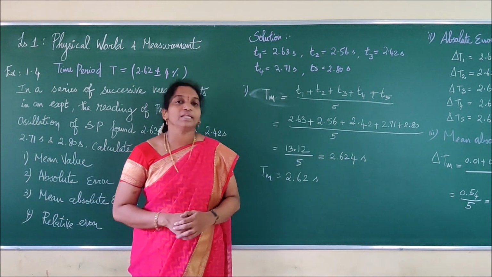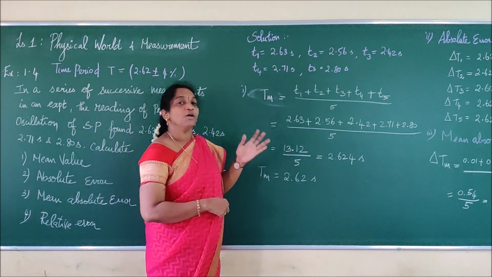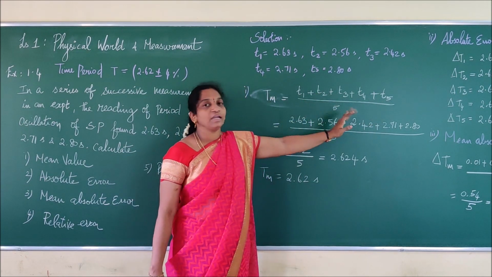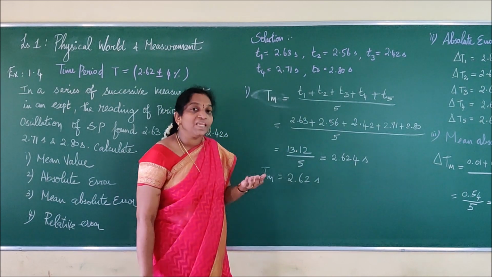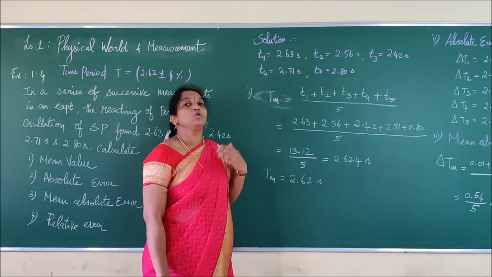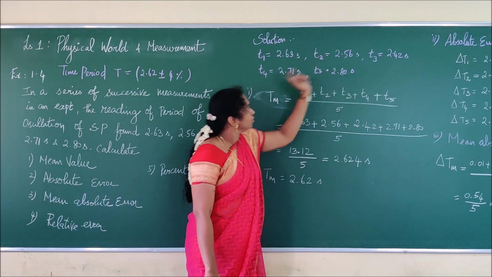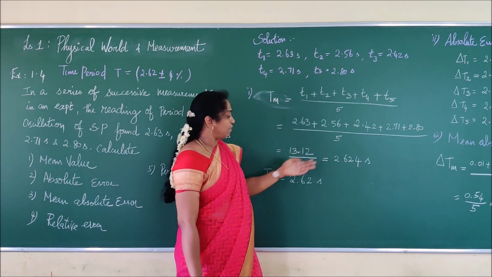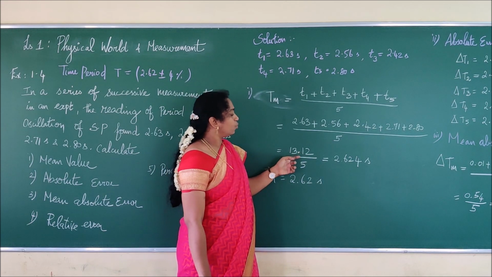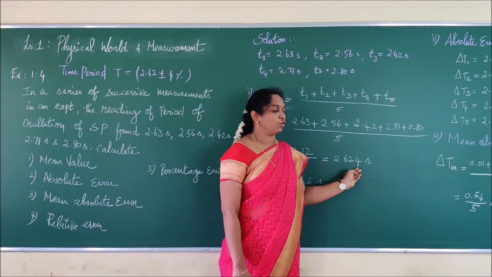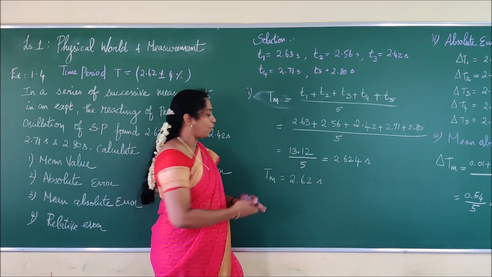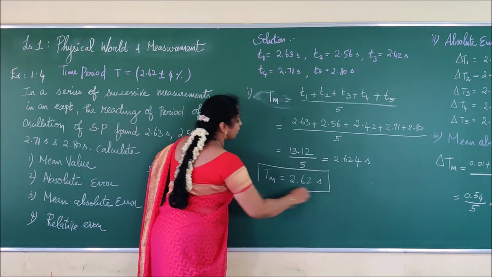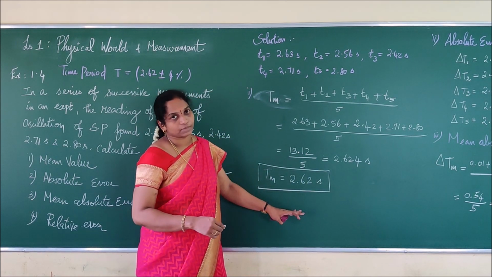How to calculate the mean value? It is the average of all the readings. How many readings have been given? 5 readings have been given. So it is T1 plus T2 plus T3 plus T4 plus T5 divided by 5. This is the method to calculate the mean arithmetic value, and that is nothing but the true value. So we substitute all these values and divide by 5. If I add all these values, it gives 13.12, divided by 5 gives you 2.624 seconds. If I want to round off to 2 decimal points, the 4 is less than 5, therefore it is 2.62 seconds. So I have found the true value of the time period to be 2.62 seconds. So we have found the mean value.